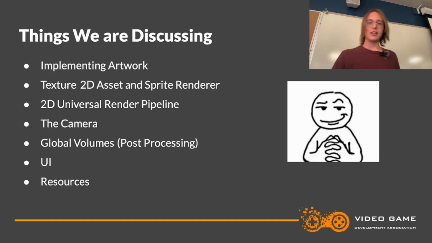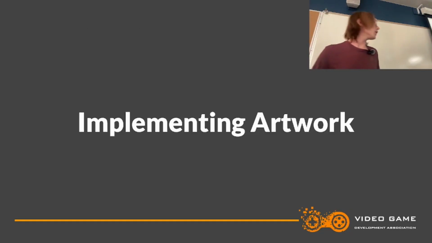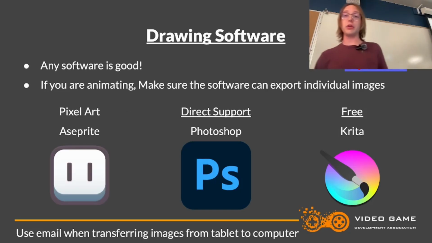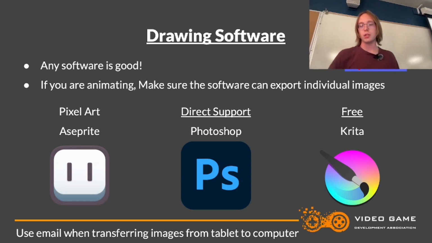All right. So first thing we're doing is implementing artwork. Let's talk about the bare bones drawing software. Any software is good. Just make sure that when you're animating, you can export as individual images. That's very important for doing 2D art. Unless you're doing some sort of mechanical thing, you're mainly just going to be exporting individual images.